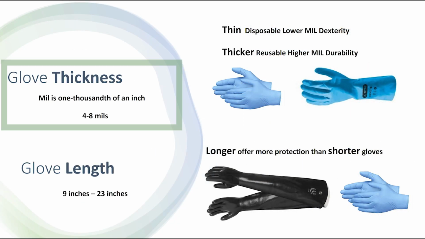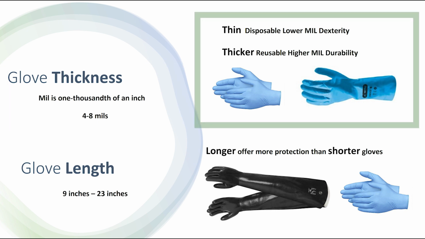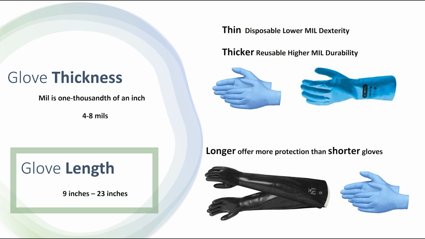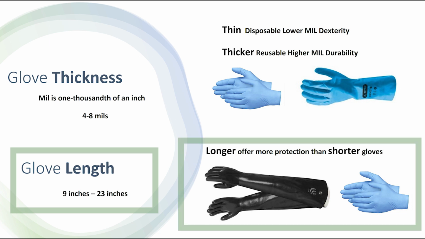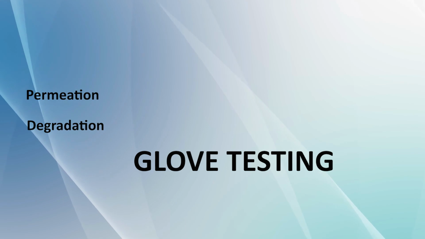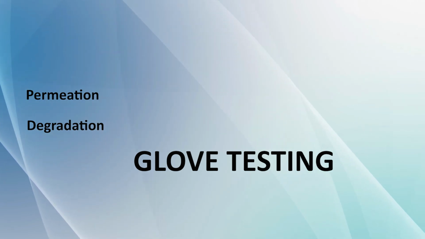Glove thickness is measured in mil, which is equal to 1/1000th of an inch. Thin gloves with lower mil values are usually disposable, offering short-term protection and meant for single use only. Thicker gloves with higher mil values are typically reusable and offer more substantial protection against hazards. Gloves can also vary in length, with longer gloves offering more surface protection than shorter ones. Gloves are generally tested and rated by glove manufacturers in two main categories: permeation and degradation. Both these criteria should be considered when selecting gloves for specific applications.